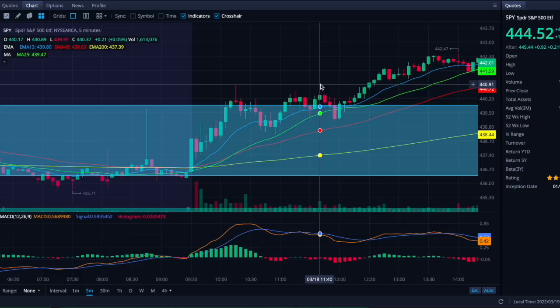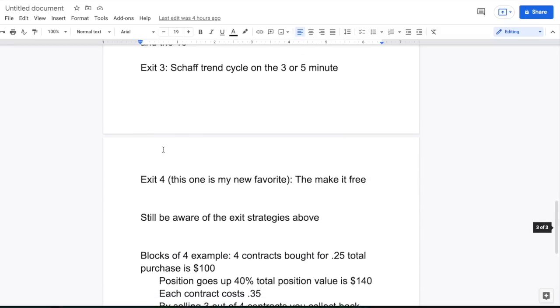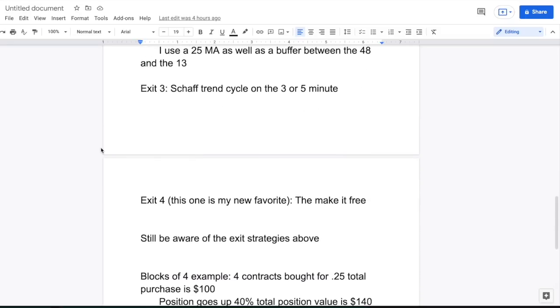Now, this next exit strategy, this one is my favorite, the make it free strategy. And this is one that I want a lot of people to really start to pay attention to. With this make it free strategy, you still have to be aware of the exit strategies above and what's going on with the overall market context, the news happening during the day, especially if you're trading single stocks like a Micron or an Affirm that we like to do all the time.